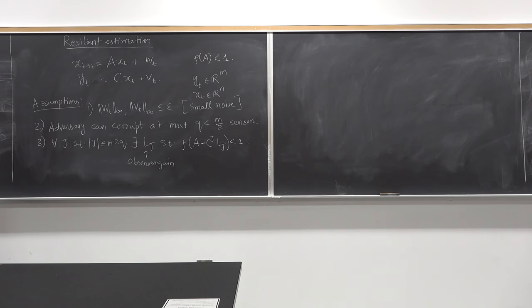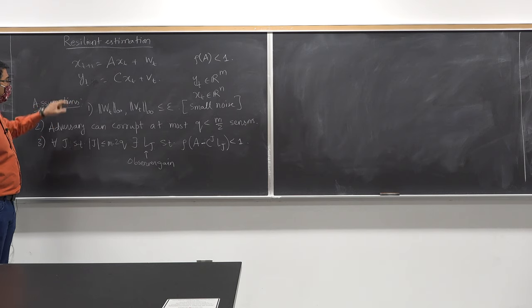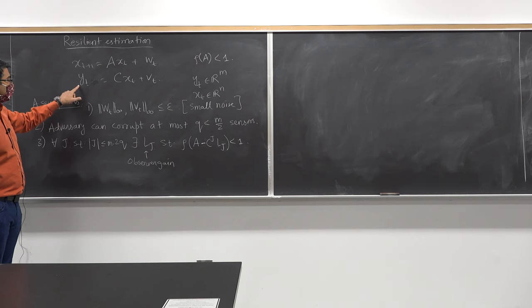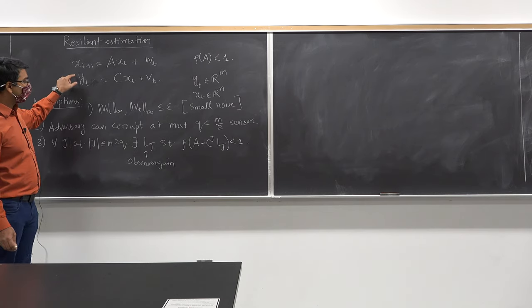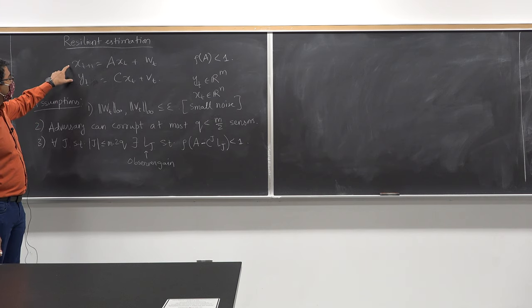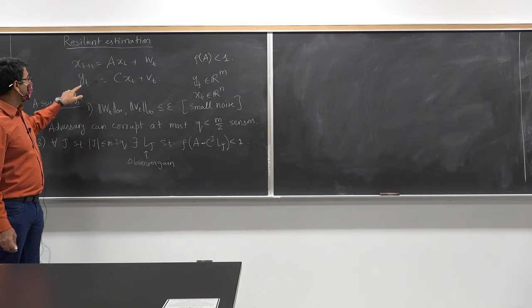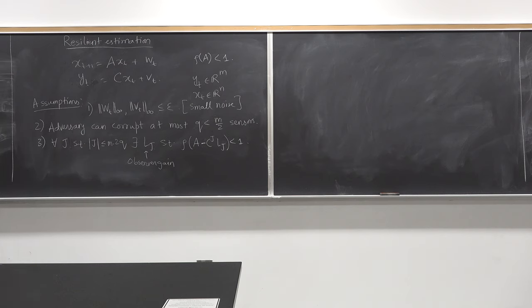Now this is how we are going to do resilient estimation. So I have a system, a stochastic process, and some observation of the stochastic process. The adversary has corrupted a certain number of sensors. I don't know which sensors are corrupted. Okay, I have no idea. But I know that q of those sensors have been corrupted. And of course, the third condition is satisfied. Now the question is, how do I estimate x hat t, which is a good estimate of xt, and reject all the corruptions that were done by the adversaries in yt?